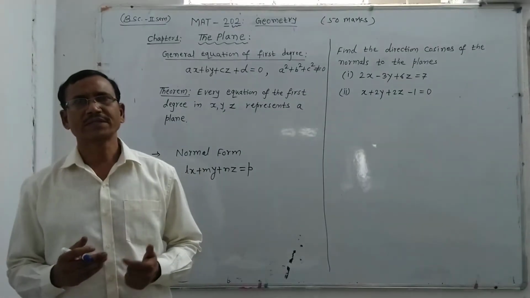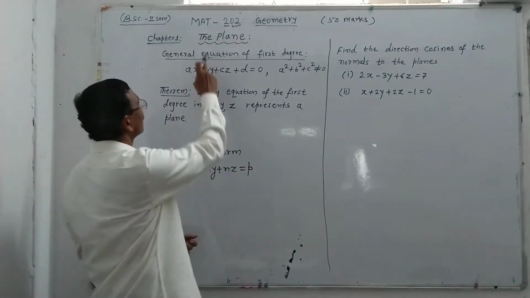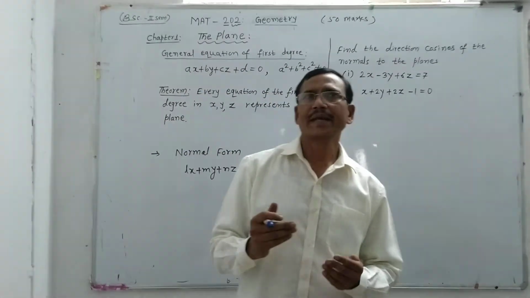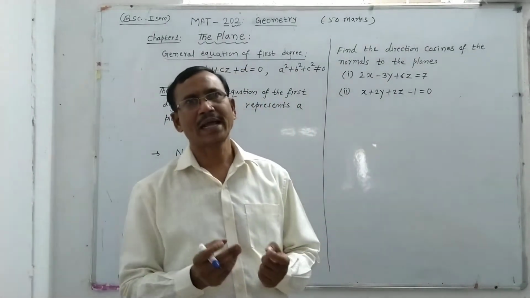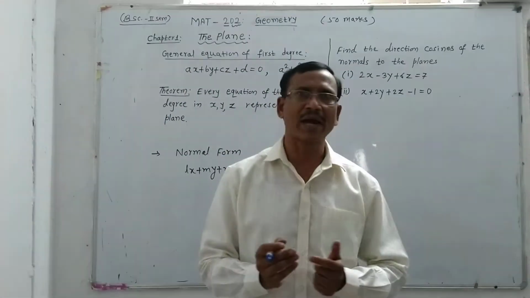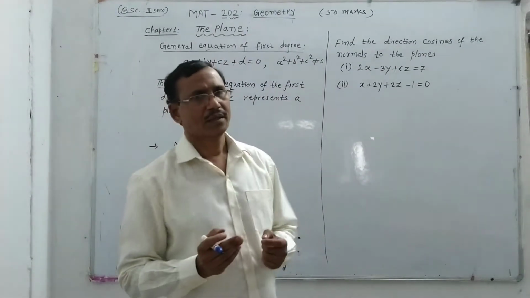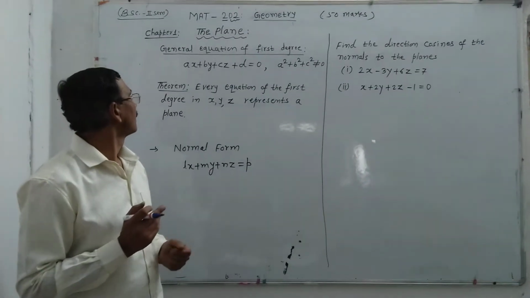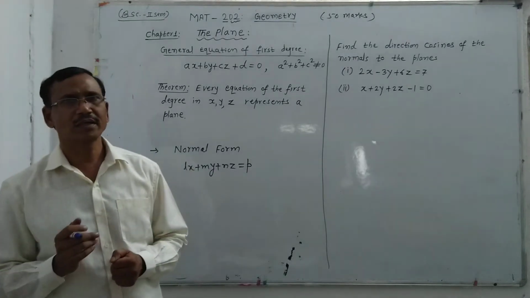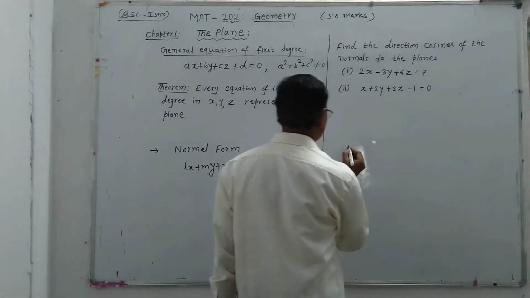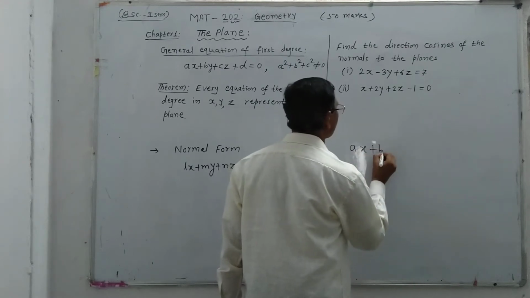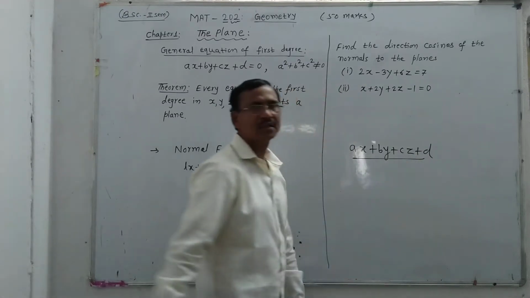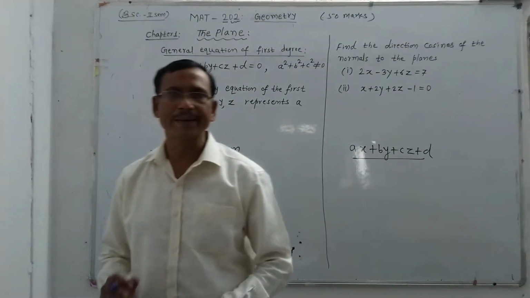Today we shall start our first chapter, the plane. Name of chapter is plane. Already you know that to define a plane, at least 3 points are required. The first article is the general equation of first degree. The general equation of first degree is written as ax plus by plus cz plus d equal to 0. It is called the general equation of first degree.